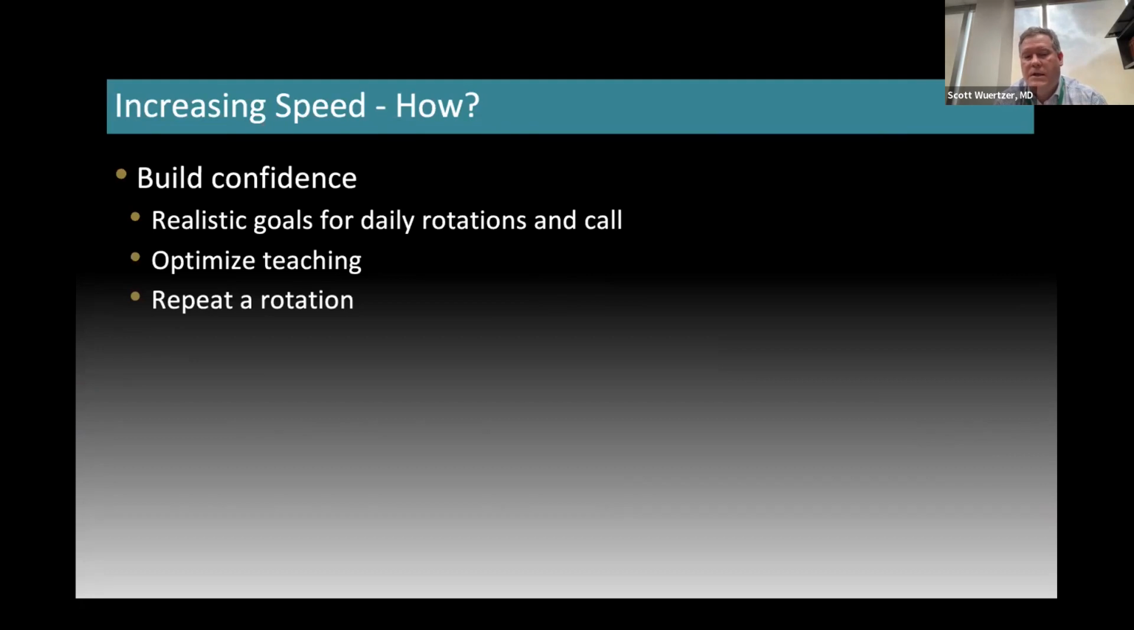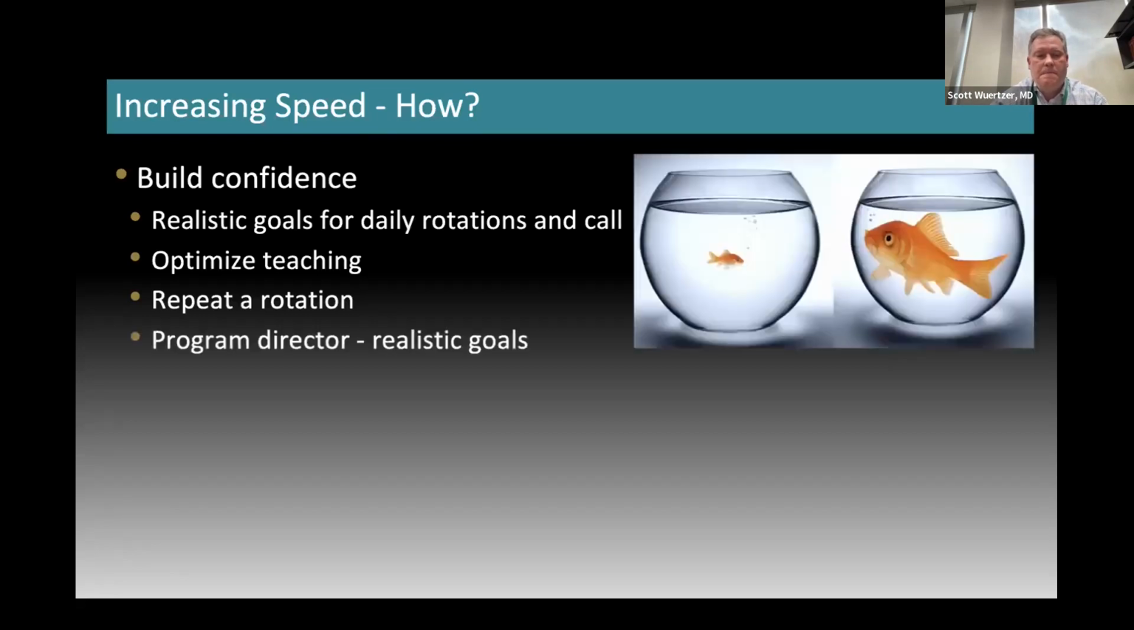Sometimes you need to have a resident repeat a rotation. And I think that we know that you can tactfully do this and get them back in to get more reps in a certain area, allowing them to build confidence and ultimately speed.